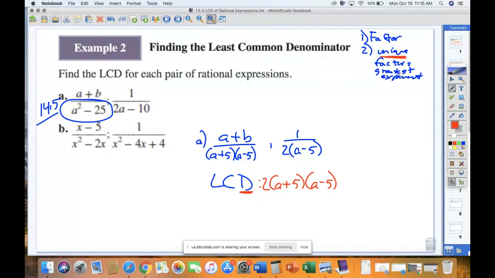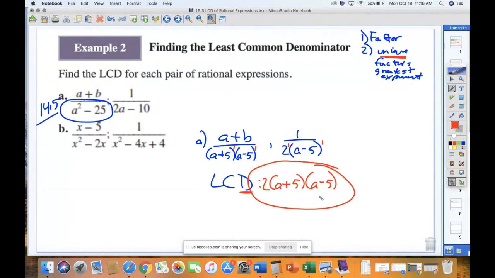I inspect for the greatest exponent. A plus 5 is to the first, a minus 5 is to the first, 2 is to the first, a minus 5 is to the first. These are all to the first power, so this is my least common denominator: 2 parentheses a plus 5, parentheses a minus 5. Do I need to FOIL this out, multiply it out? No, just leave it just like that.